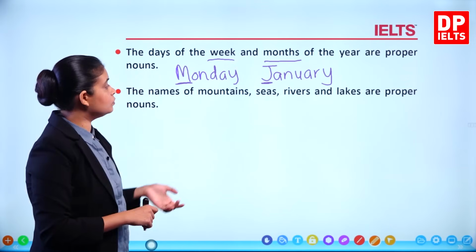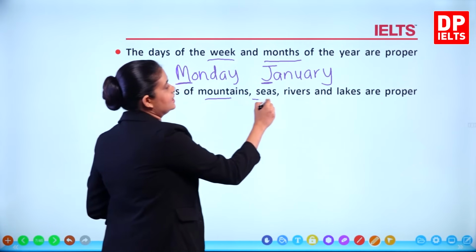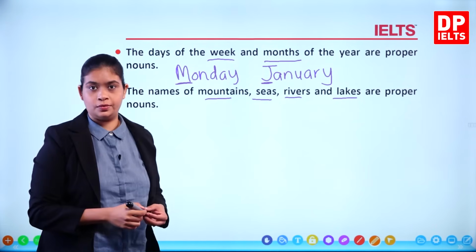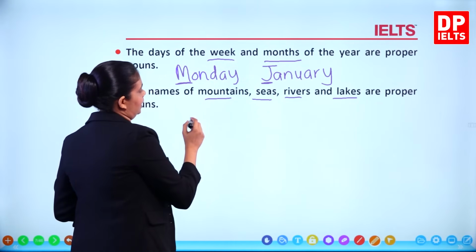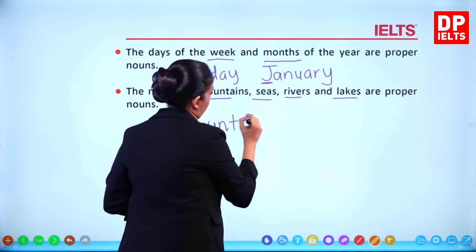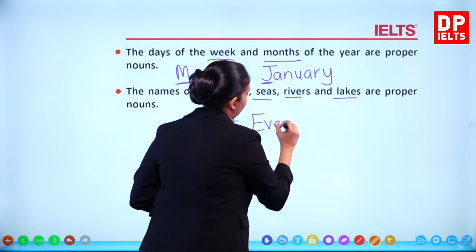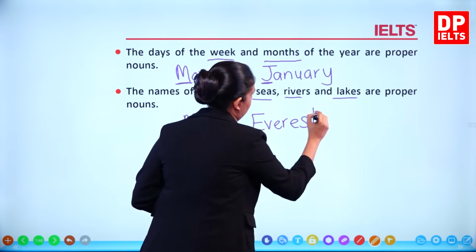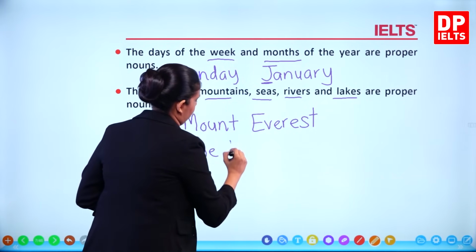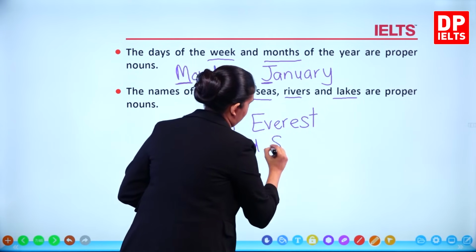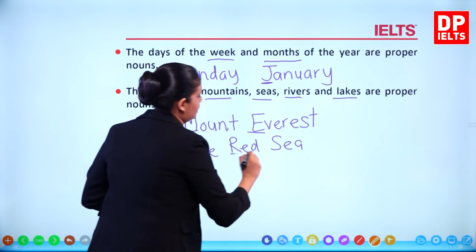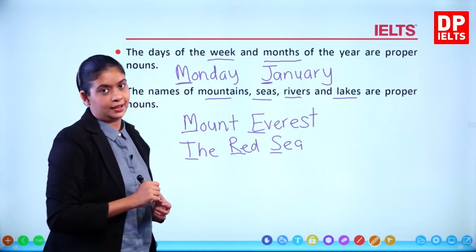The names of mountains, seas, rivers, lakes are also proper nouns. So for example, you can take Mount Everest. Okay. The Red Sea. All of these are proper nouns and they start with a capital letter.